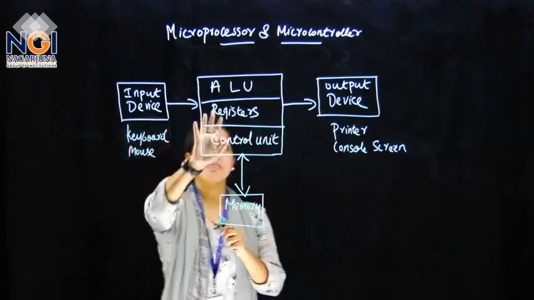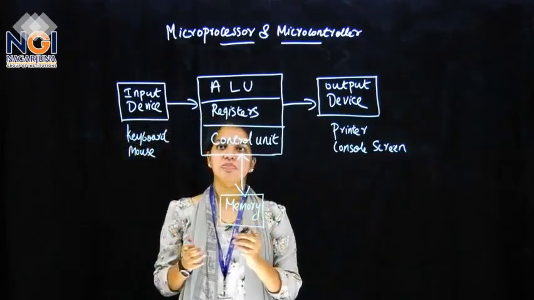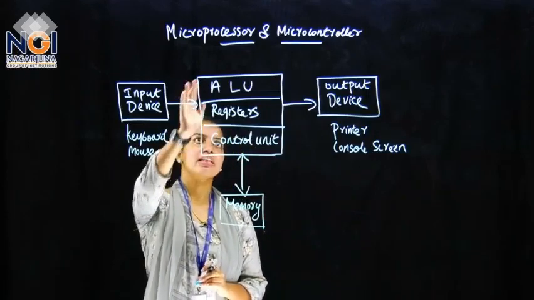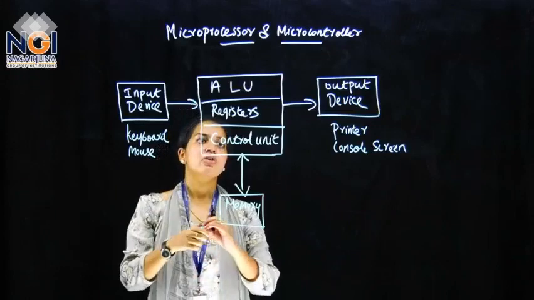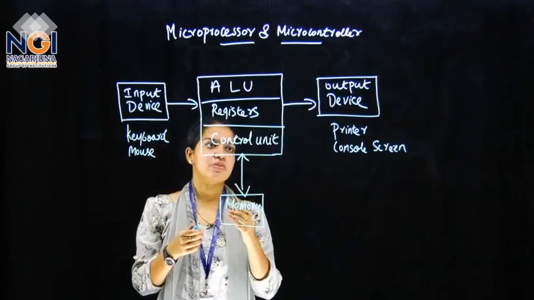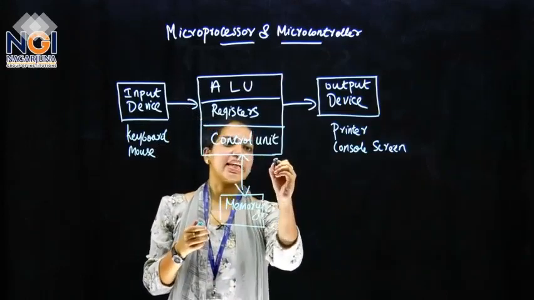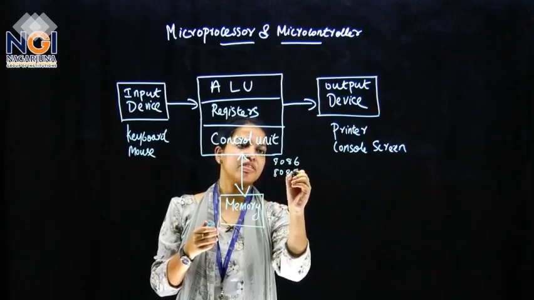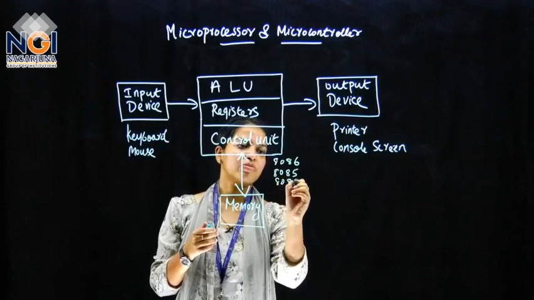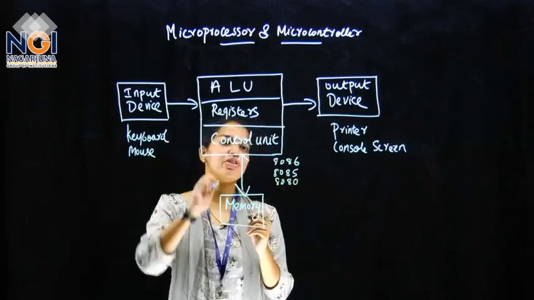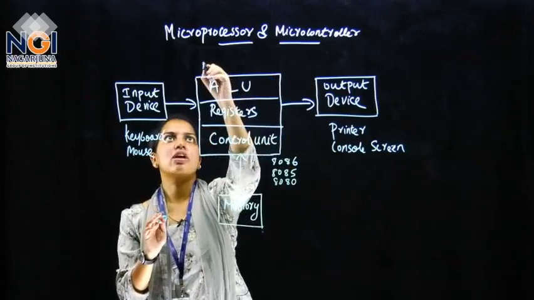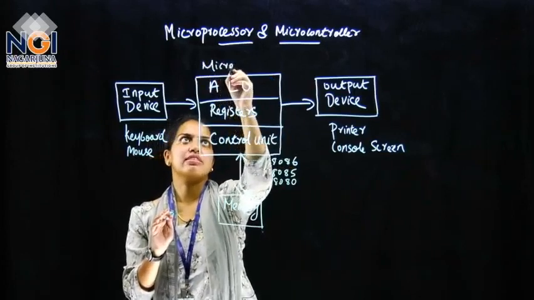This is the main microprocessor chip I have to take. Once the inputs come here, this is the microprocessor chip. The different microprocessor chips we have seen are the 8086 microprocessor, 8085, 8080. These are the different versions of microprocessor. So this main block diagram is called the microprocessor.